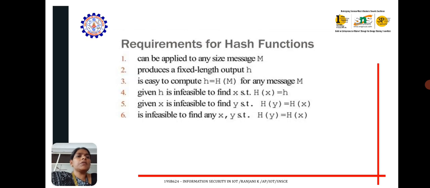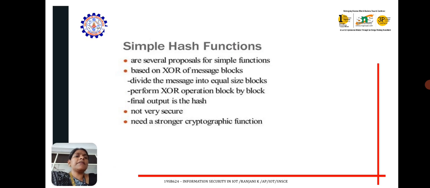So these are the requirements of a hash function. It can be applied to any size message and produces a fixed length output, and it is easy to compute h equal to capital H of M for any message M. Given h, it is infeasible to find x such that H of x equals h, and it is infeasible to find y with H of y equal to H of x, and it is infeasible to find any x, y pair with the same hash.